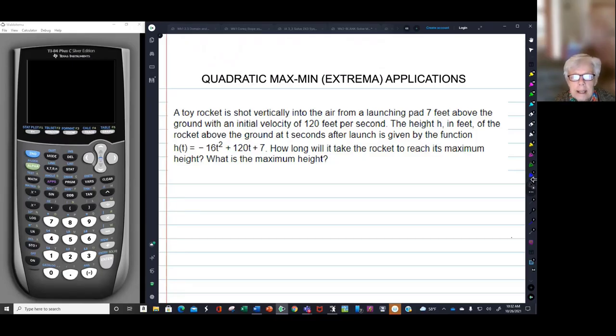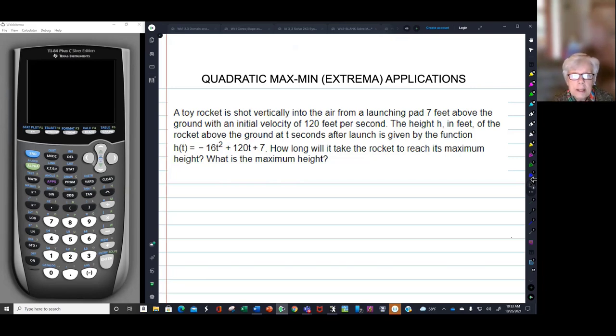Okay, these problems today are all about, well, they deal with finding the max and min in real life situations. And what are some of the ways we come at these problems?